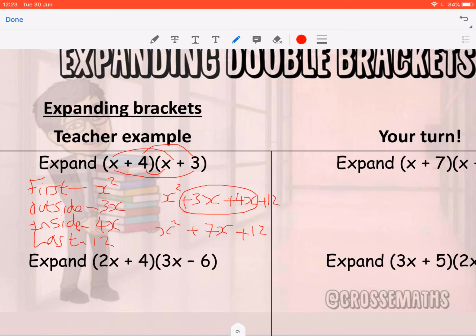And that is it. All you're doing with FOIL is making sure you multiply everything by everything. So your answer is x squared plus 7x plus 12. If you understand factorising, it's just going backwards.